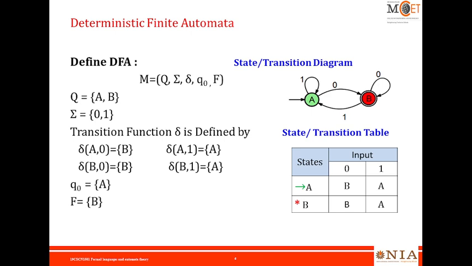Next one is the transition table. The transition table consists of states and input symbols. Here we are using two states, A and B. A is the starting state, represented using an arrow, and B is the final state, represented using a star. Here we are using two input symbols, 0 and 1. Applying the transition function on input symbol 0 on A, δ(A, 0) = B, δ(A, 1) = A. Then δ(B, 0) = B, δ(B, 1) = A.